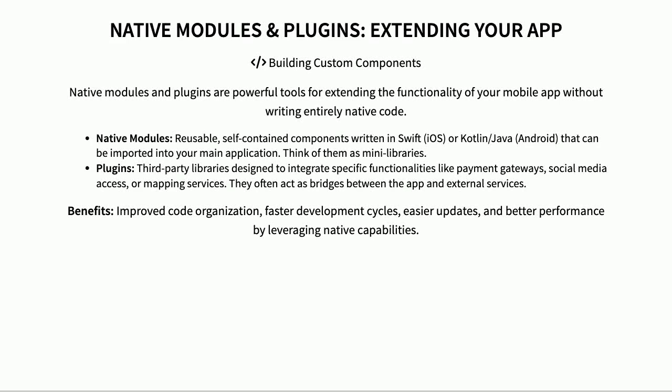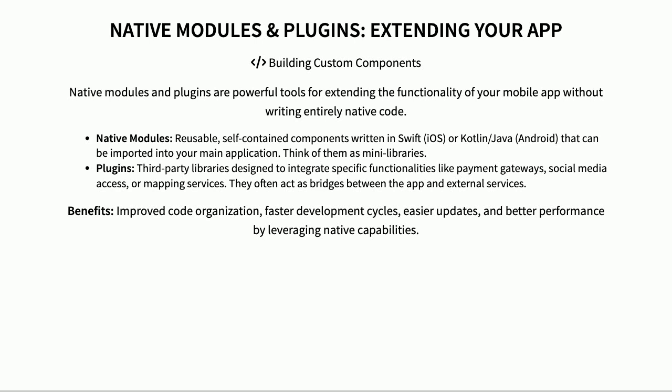Okay, let's talk about extending your mobile apps with native modules and plugins. These are fantastic ways to add custom features without rewriting everything from scratch. Native modules are essentially reusable code snippets. Think of them like mini libraries built specifically for iOS or Android. They're great for things you need to do repeatedly, keeping your main app cleaner.